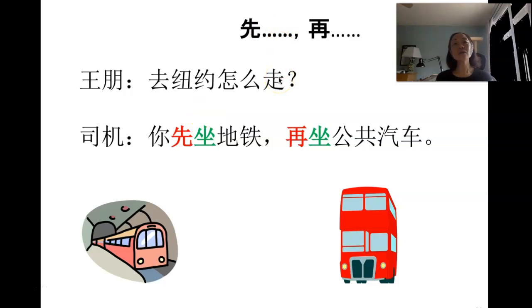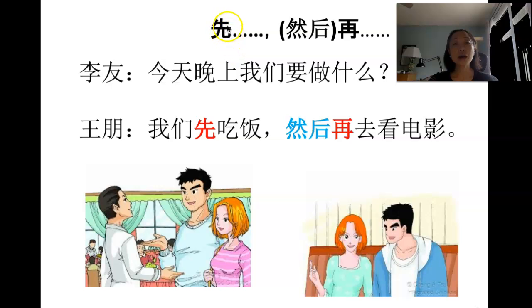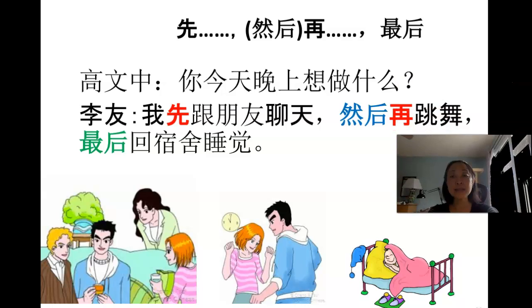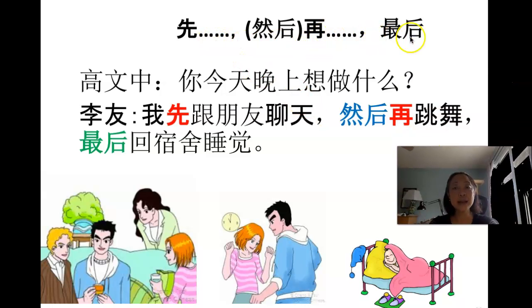Okay, so we also learned when we have several activities or actions, we can use 先 and 再 to tell people what is the sequence of these activities. And we also learned that we can use more, like 先然后再, Okay, to make it even more clear to describe the sequence of actions, which happens first, which happens later. Okay. 好, now when you have more than 2 activities, you can use 先然后再最后. Okay.